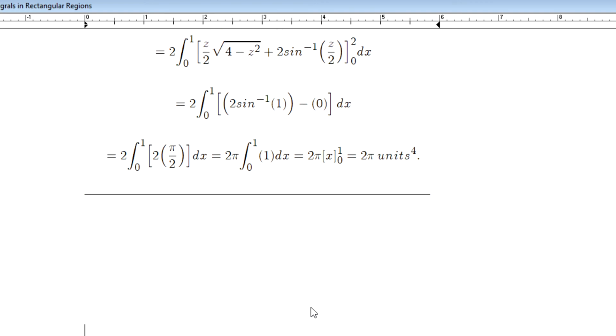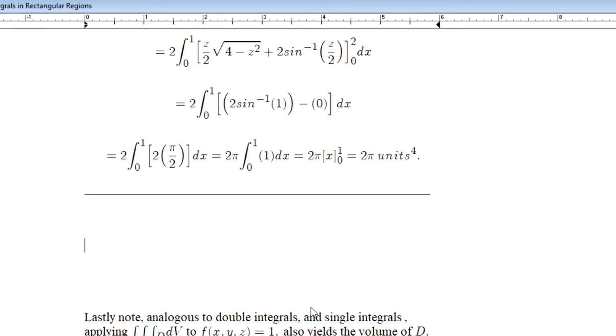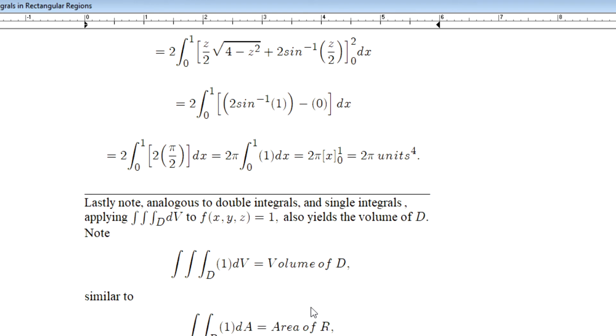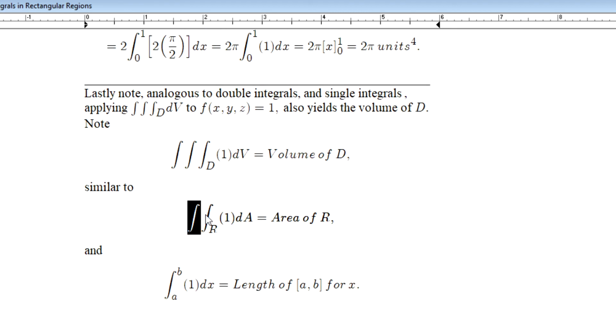I do take note of one more thing here. Lastly, note, analogous to double integrals and single integrals, applying the triple integral over D with respect to the volume of D to a multivariable function f which equals 1 also just yields the volume of D. What we calculated up here was not only the value of this hypervolume, but also what's known as just the volume of D. And that is similar to when we apply the double integral, which just gives us the area of R. This is the volume of D. This is going to give us the area of R, whereas this is going to tell me the length of x from a to b if I think of the single integral in its calculation.